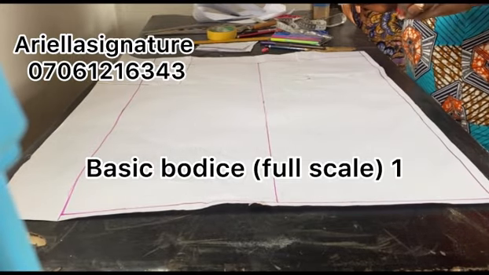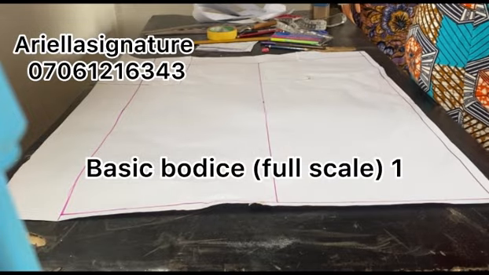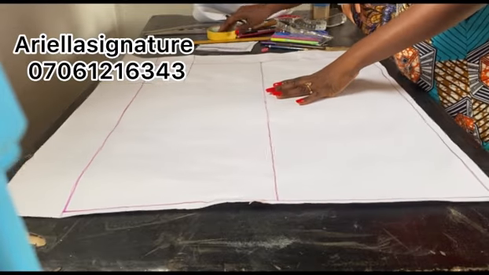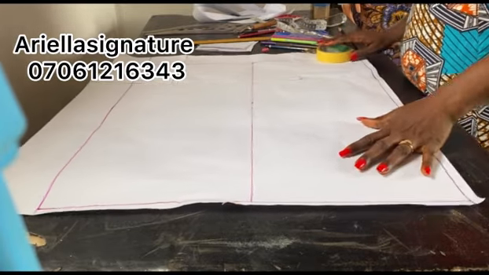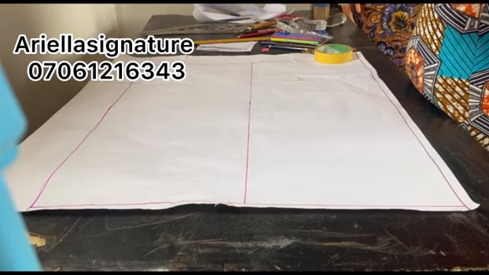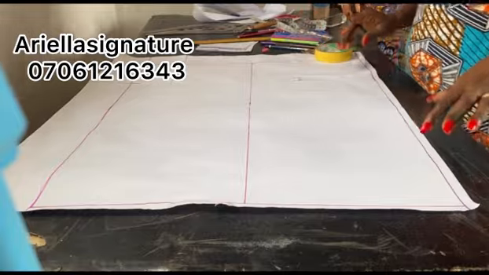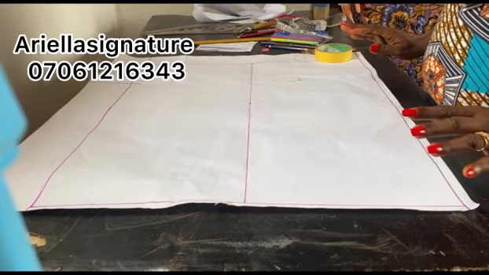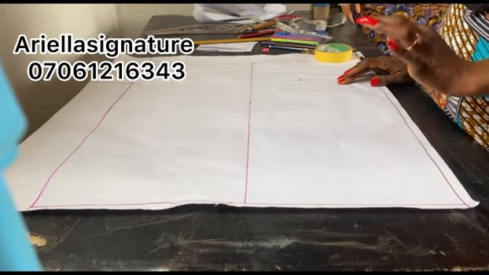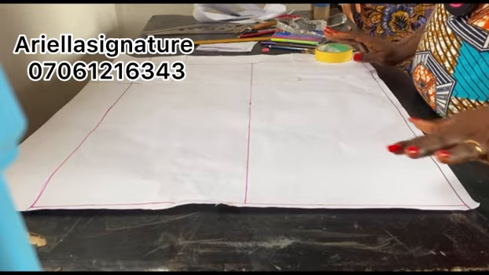In this class we are going to be learning how to draft, how to transfer to fabric, and how to sew a basic full scale block. The previous one was a short scale basic block, but this is the full scale basic block. In this class I'll be transferring the bust dart to the shoulder. In the previous one I transferred the bust dart to the waist.